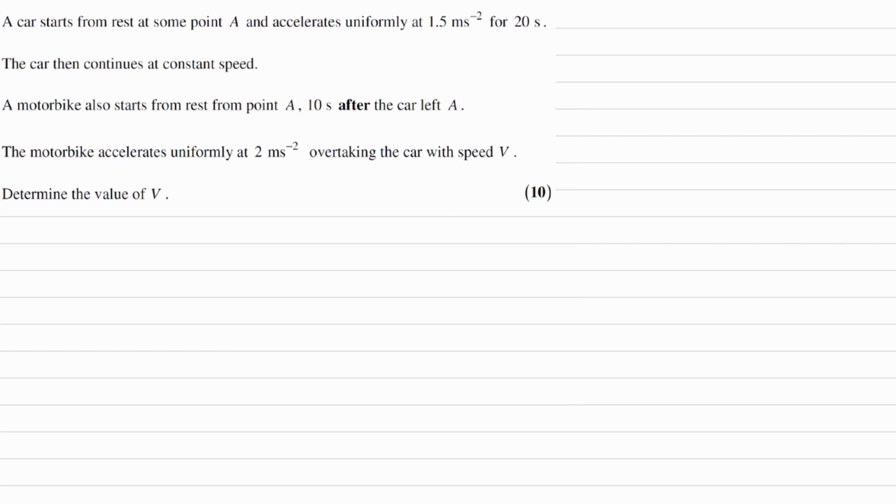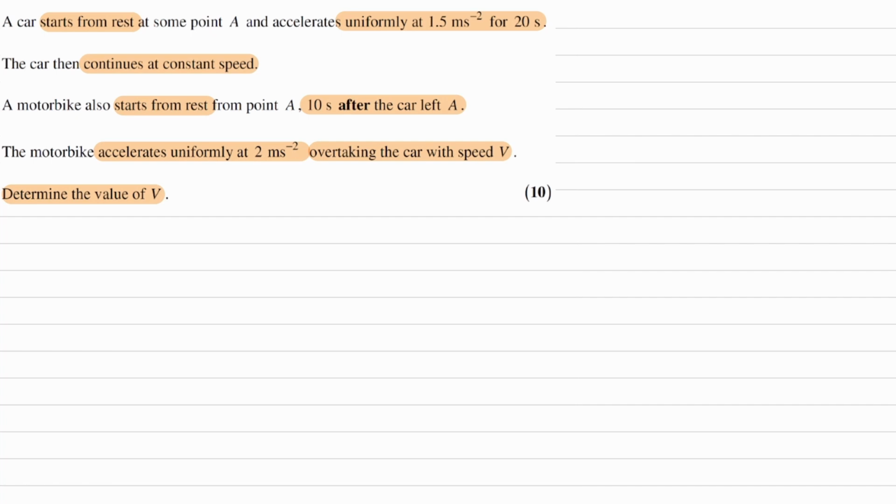in maths. So we have a car starts from rest from some point A and accelerates uniformly at 1.5 meters per second squared for 20 seconds. It then continues at a constant speed. A motorbike also starts from rest from point A 10 seconds after the car has left A. The motorbike accelerates uniformly at a rate of 2 meters per second squared and eventually overtakes the car with a speed of v, and we're trying to work out that value of v.